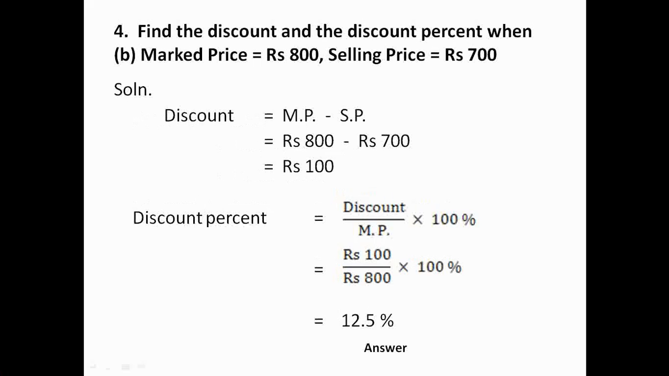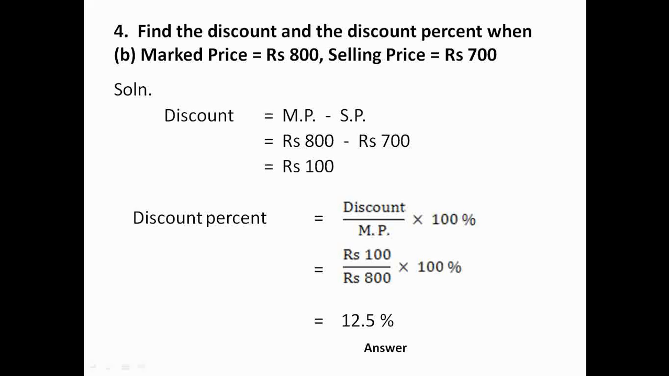Come to the next question. Again, find the discount and the discount percent when mark price is equal to rupees 800, selling price is equal to rupees 700. Same way, you can calculate the discount, MP minus SP, then you get rupees 100. Therefore, discount percent is equal to, same formula you apply, discount upon MP into 100%. Put the value, rupees cancel, 00 you can cancel. After calculation, you will get the answer 12.5%. Hence, the discount percent is 12.5%.